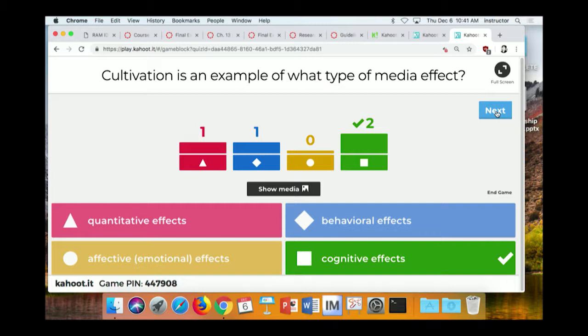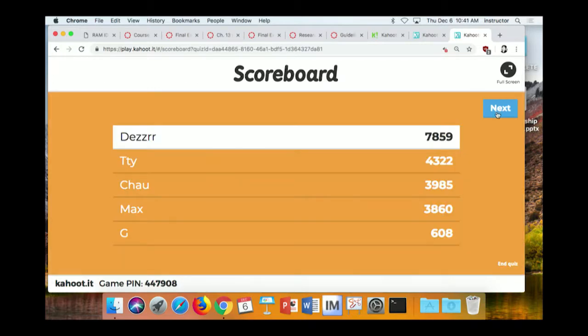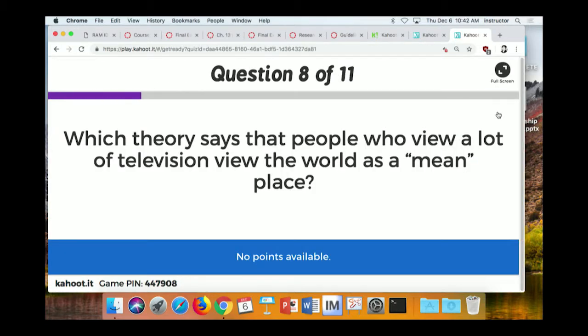If it was looking at behavioral effects, it would be, for instance, monitoring heart rate to see if your heart pumps faster when you see an exciting scene on television, or if you run out and buy that product the minute that you see it advertised. That's a behavioral effect. An emotional effect, do you start to cry when you see it, etc. A quantitative effect, is it something that we count? But no, in this case, cultivation is, we're thinking about how it affects the way people see the world, how they think about stuff. All right, next one.